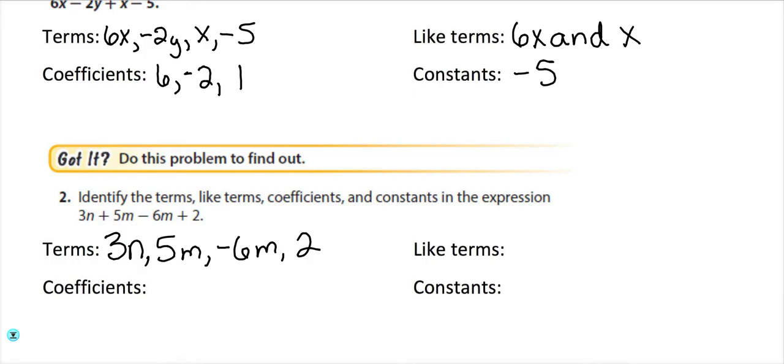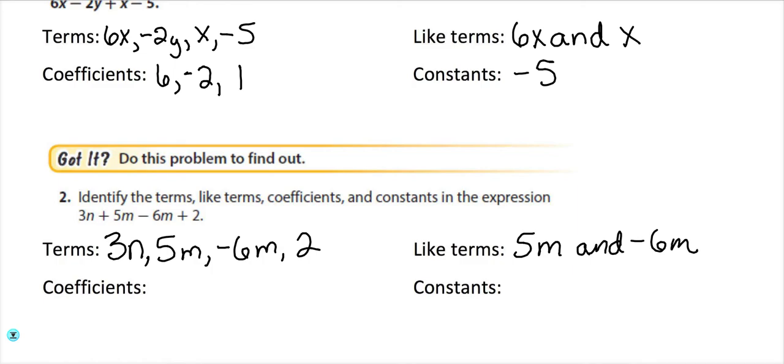Okay, what are the like terms? Well, 3n is all by itself. There's not another one with n, so we can't put that one. 5m also goes with the negative 6m, so those do work. So 5m and negative 6m. And then 2 is by itself, so we can't do anything with that.